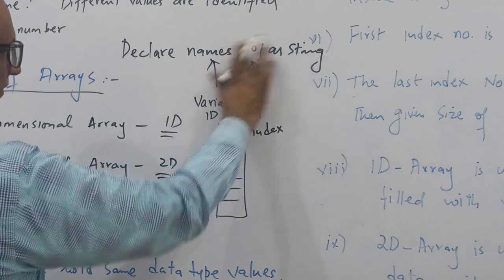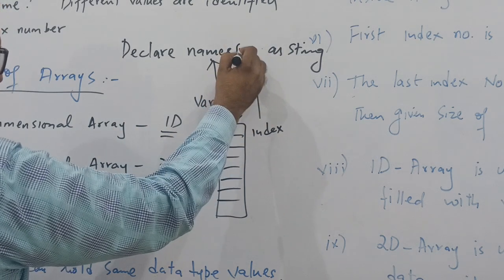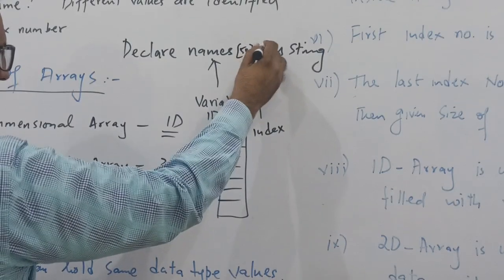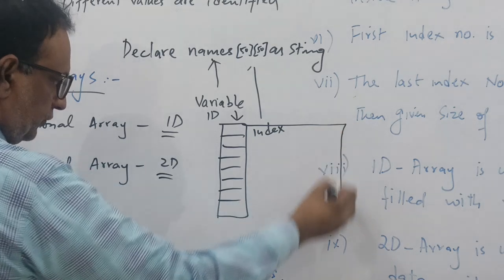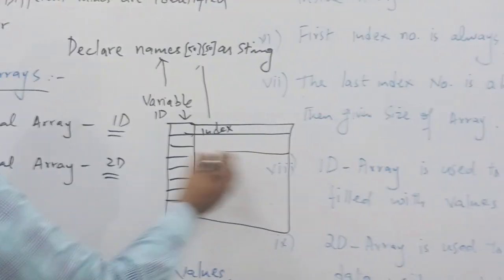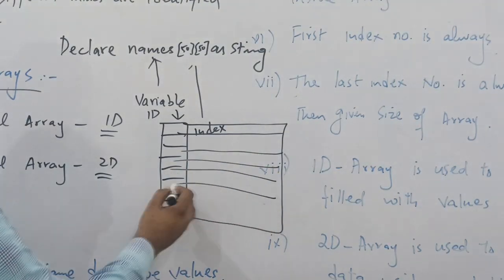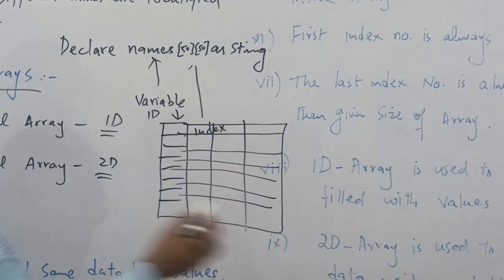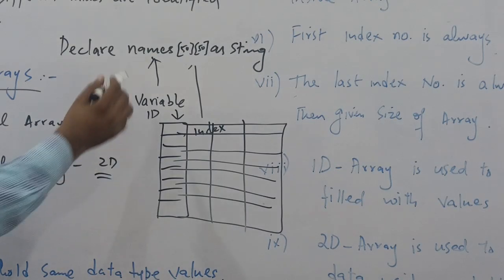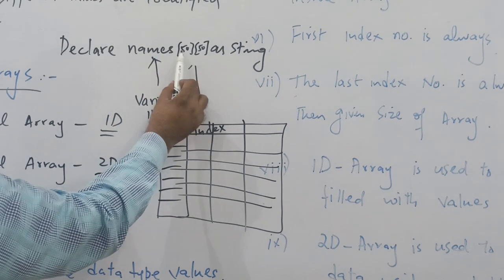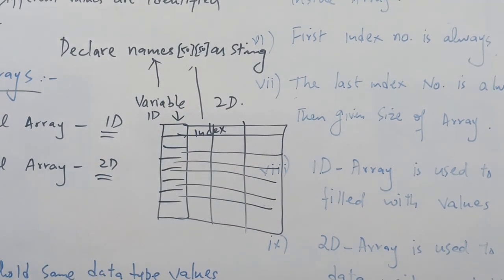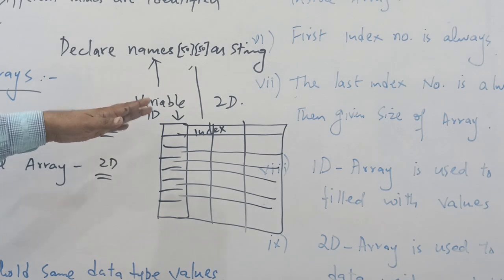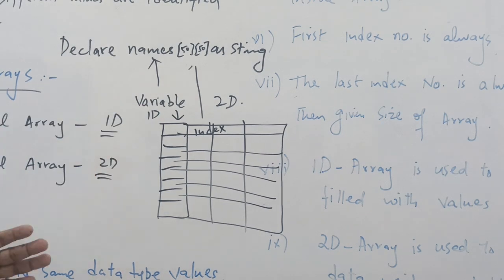But in our next lessons we will explain that if there are two sets of brackets, then the drawing of this structure will be in the form of tables which have rows and columns. This kind of array, which has two index numbers side by side, is called a two-dimensional array. I will go into the details of 2D in my next lesson. This lesson today is based on one-dimensional arrays.